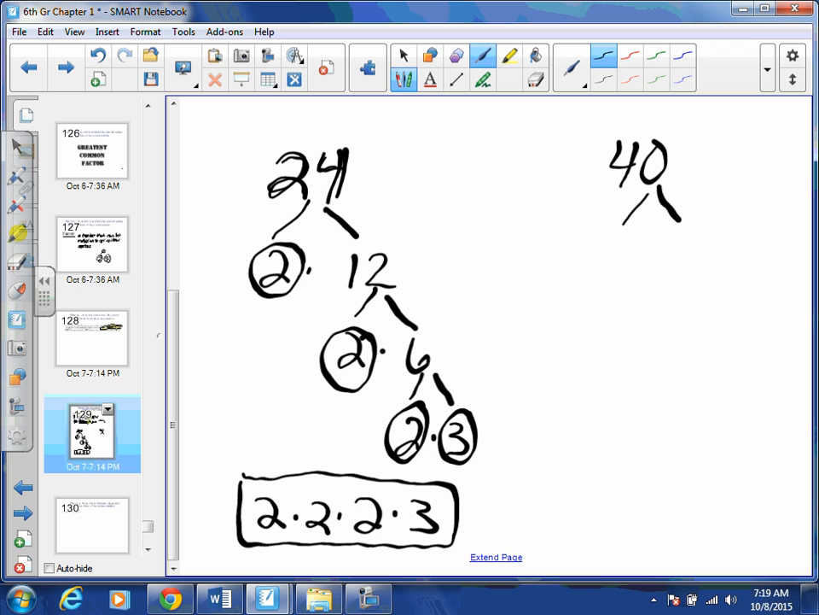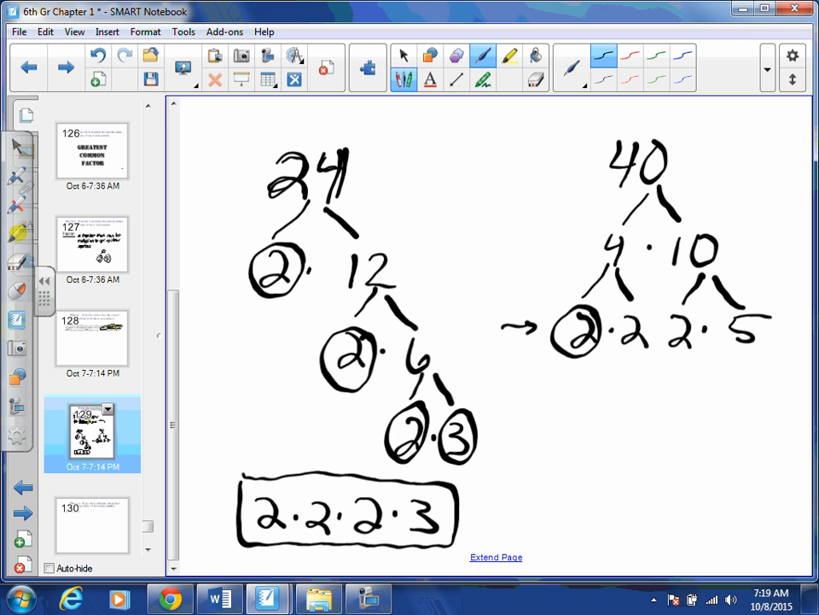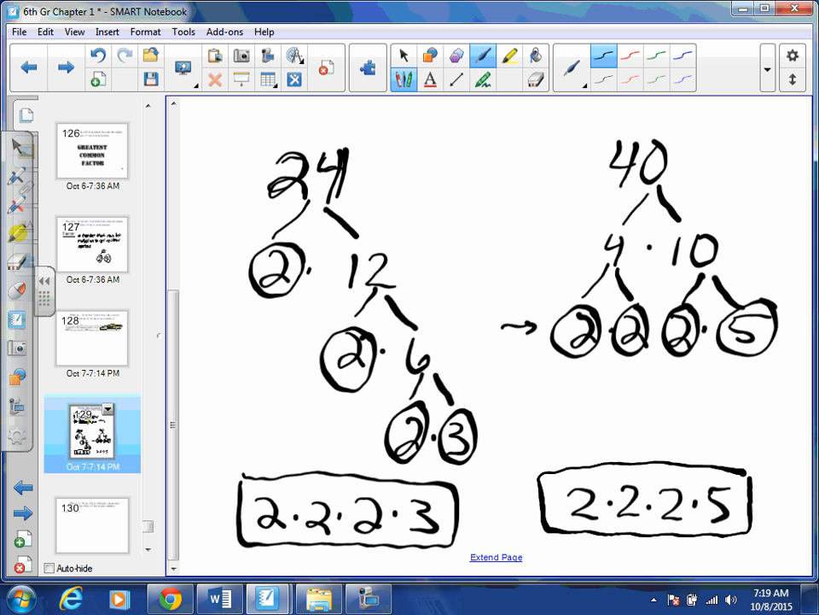Break that down into, I don't know, 4 times 10. You could have done another pair of factors. You could have done 2 times 20, 5 times 8. 4 is composite. I can break it down into 2 times 2. 10 is also composite. I can break it down into 2 times 5. All right, so now let me check these. 2 is prime, 2 is prime, 2 is prime, and 5 is prime. So my prime factorization of 40 is 2 times 2 times 2 times 5.